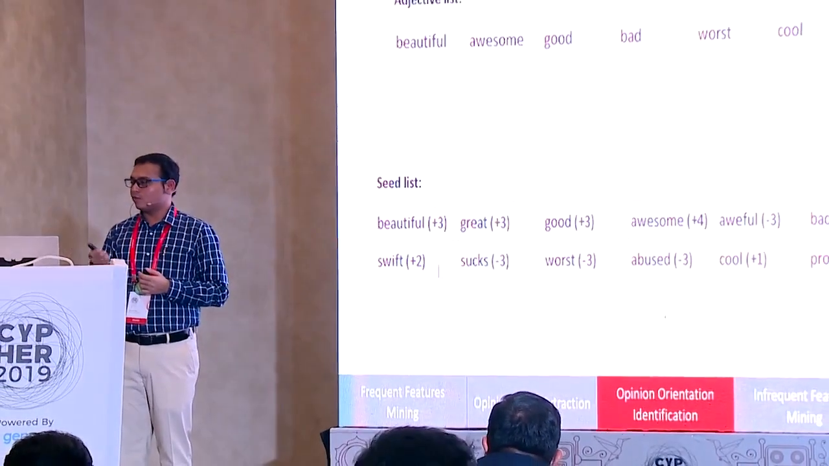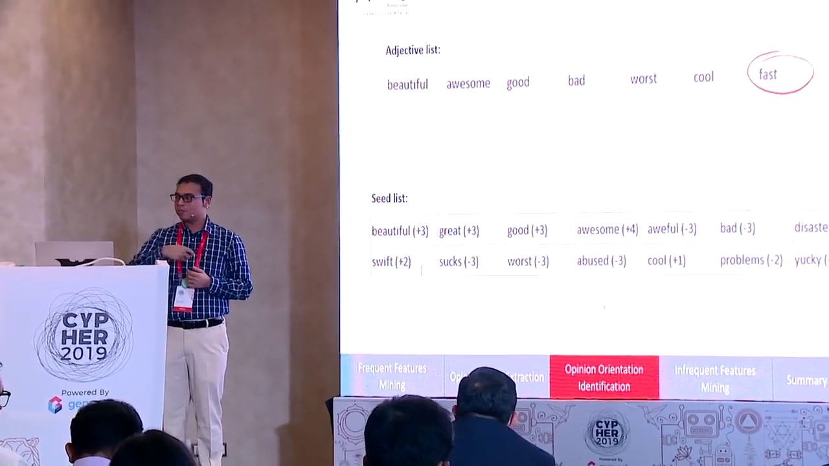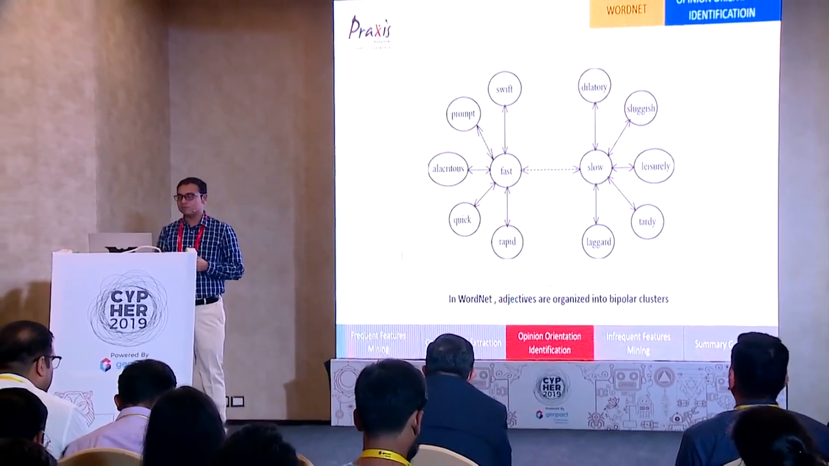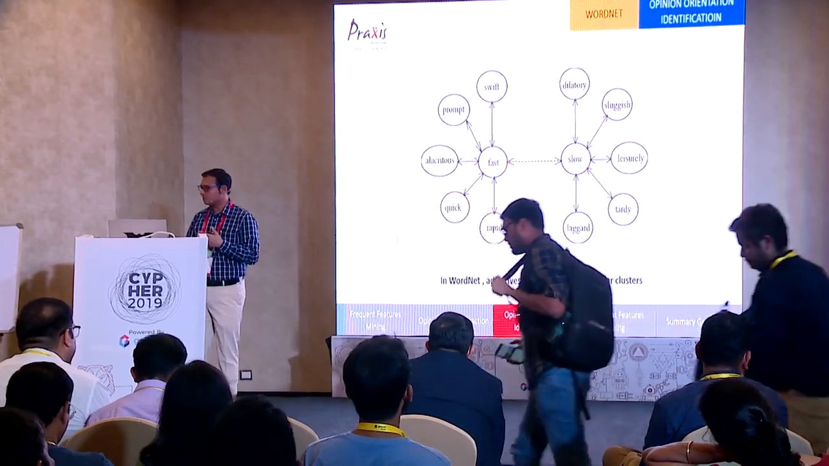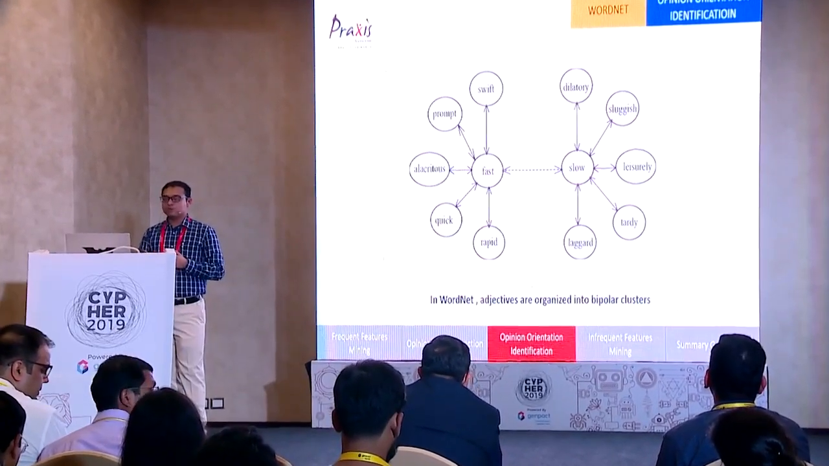But the problem comes when some of the words in this adjective list are not present in the dictionary, okay. So what we can do is use WordNet. But the adjectives in WordNet are organized in bipolar clusters.